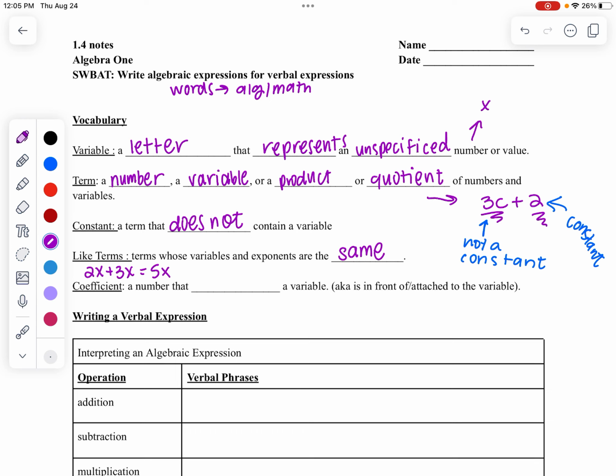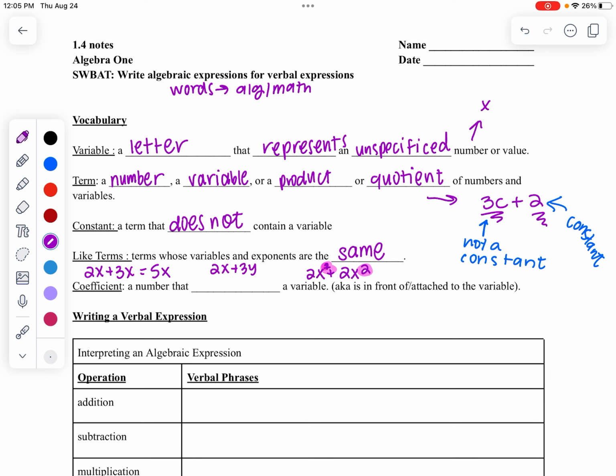An example of non-like terms would be 2 plus 3y. You can't combine those at all because they're not like terms. Or for example, 2x plus 2x squared. Notice that this one doesn't have an exponent. Technically, it does have an exponent of 1 though. But these don't have the same exponent, so they're not like terms. But if they are like terms, you can combine them.